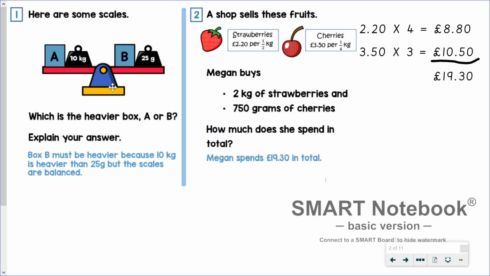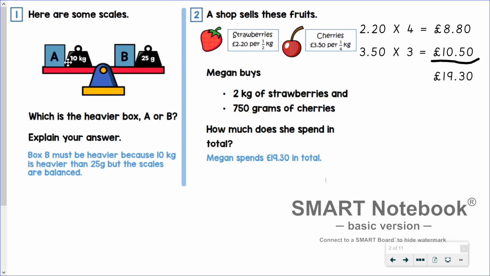So the first one, here are some scales. We have box A and box B, and then we have a weight of 10 kilograms and a weight of 25 grams. And it says, which is heavier, box A or box B? So the important bit to look at are the boxes we don't know, but we do know the weights. This is 10 kilograms, this is 25 grams. 10 kilograms is significantly heavier than the 25 grams.